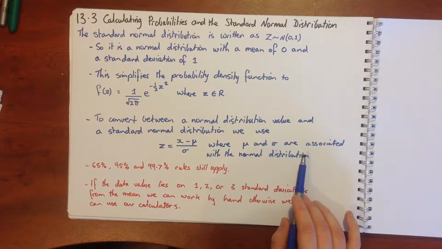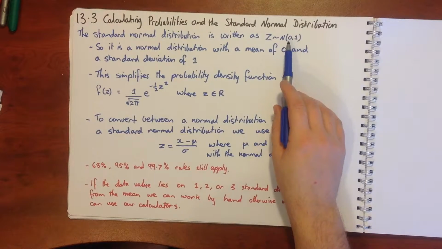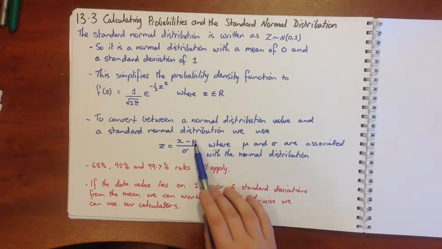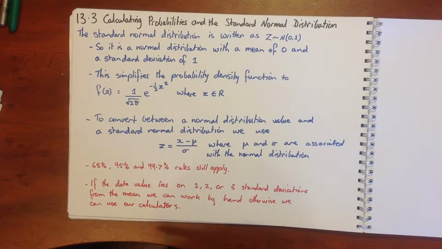Not the standard normal, because we know the standard normal is 0 and 1, and that's not what we're after. We're looking at the mean and standard deviation from the information we are given. Our 68, 95, 99.7 rules, etc. apply, and you can use any of those. If the data value lies on 1, 2 or 3 standard deviations from the mean, we can work it out by hand. Otherwise we're going to use our calculator.